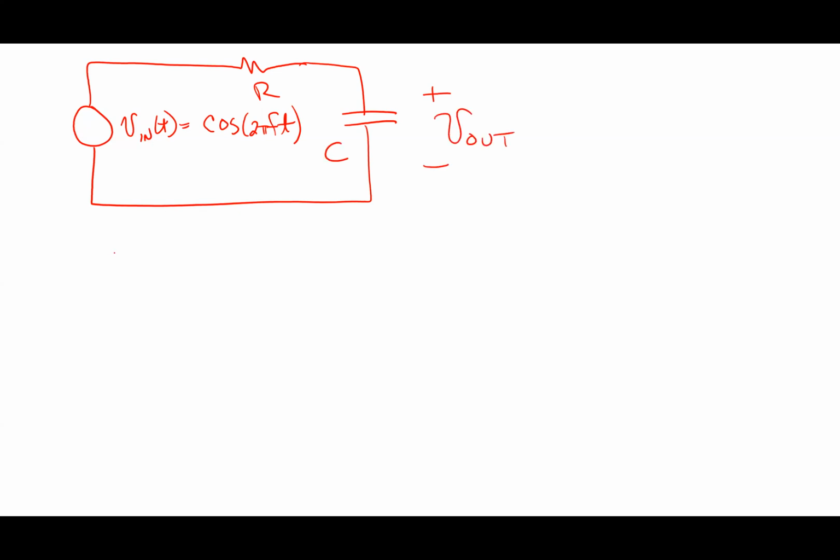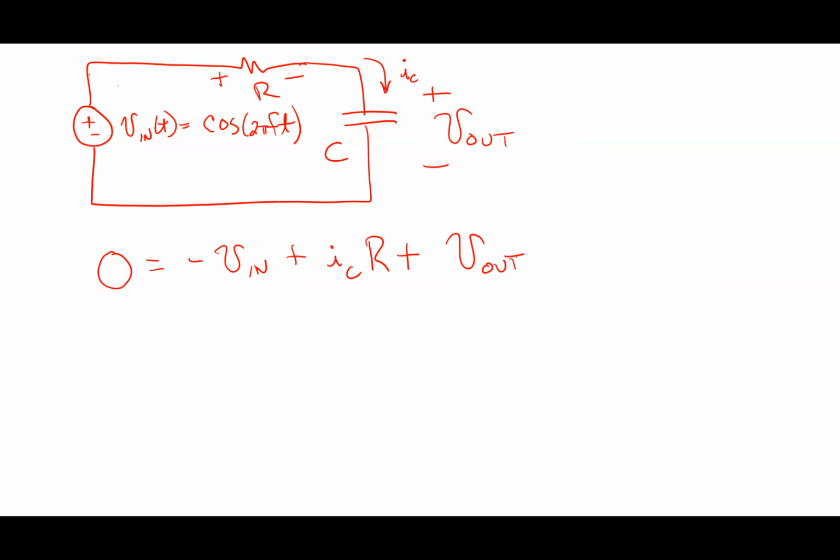So how would I figure out the differential equation that'll tell me V out? What's my tool here? KVL, right? So I'm going to put pluses and minuses here. I'm going to go around this guy in a clockwise direction, so I go from minus to plus on my Vn. So I'm going to say minus Vn, and then plus to minus on this. And I'm going to say the current is defined going that way. So I've got IC times R plus V out, the voltage on the capacitor.